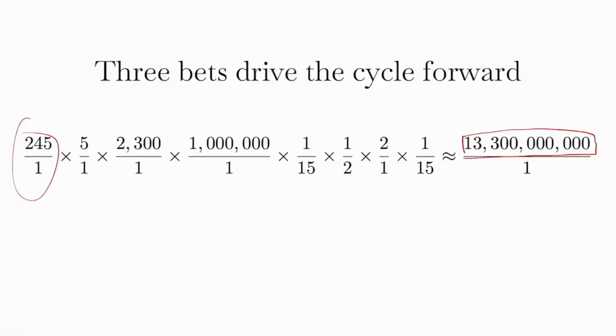And that's all driven by these 3 reactions, and in particular by these 2 reactions here, 2300 to 1 and 1,000,000 to 1, which are really what's driving the reaction forward.